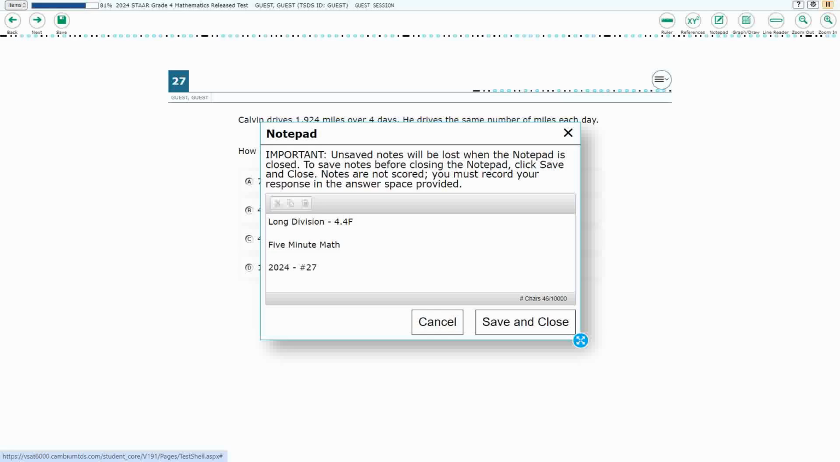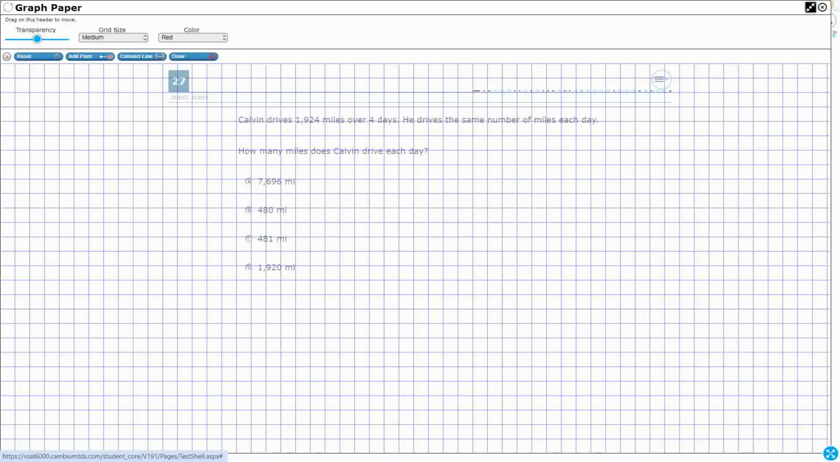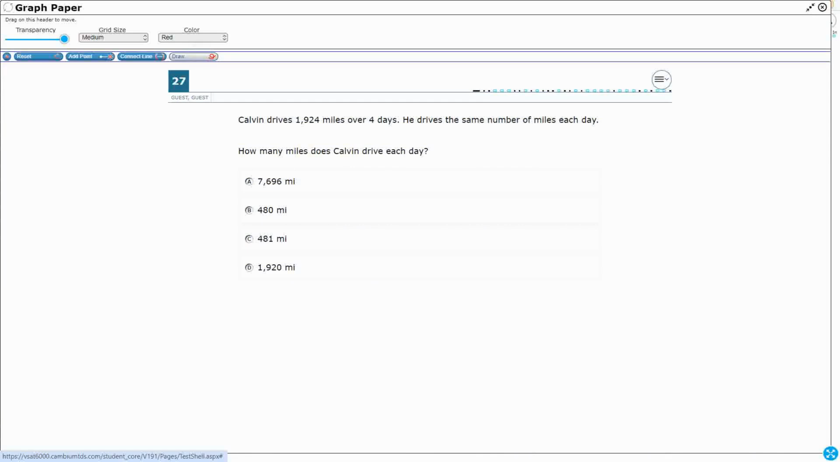Today we are looking at the fourth grade concept of long division. This is standard 4.4F in the great state of Texas, and we are using item number 27 of the 2024 released STAAR test. If you haven't done so already, please go ahead and take a moment to pause the video, work this problem out on your own, unpause it, and we will look at our answers together.